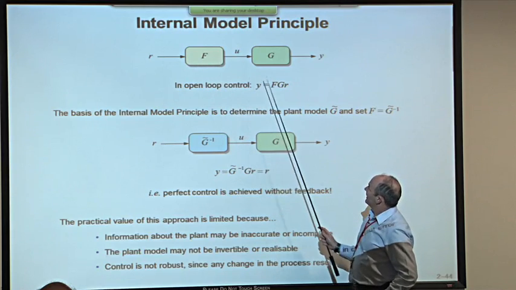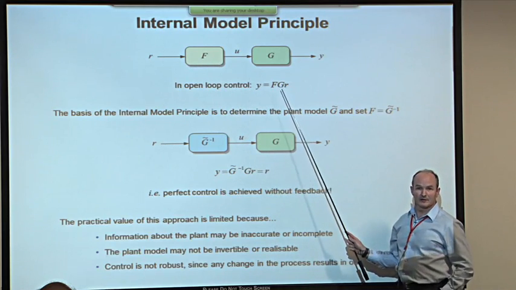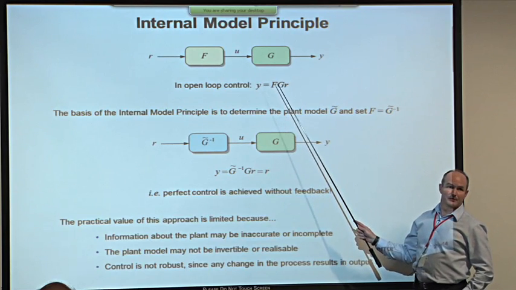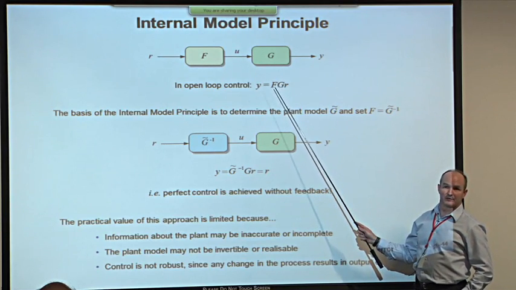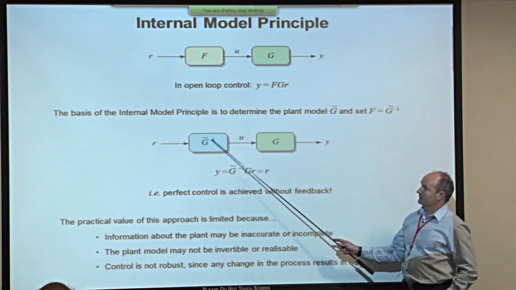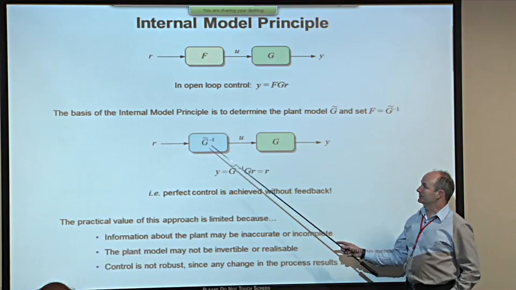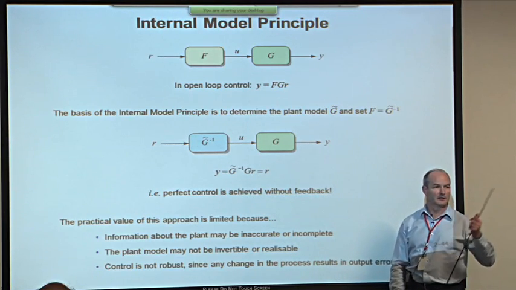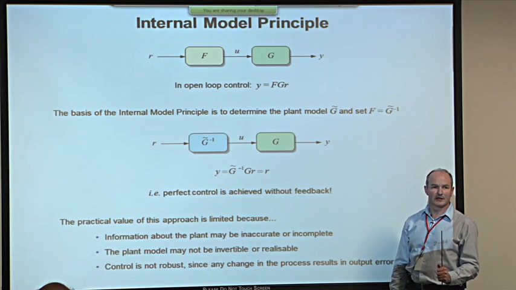Well, Y equals F times G times R in this open loop case, so what should F be? It's pretty obvious, really. It should be G to the minus 1, shouldn't it? So all I do is I take G and I invert it and I make my controller equal to it, and I have perfect control and I haven't even used any feedback. So what have we been doing for the last hour and a half? We might as well just not have bothered.